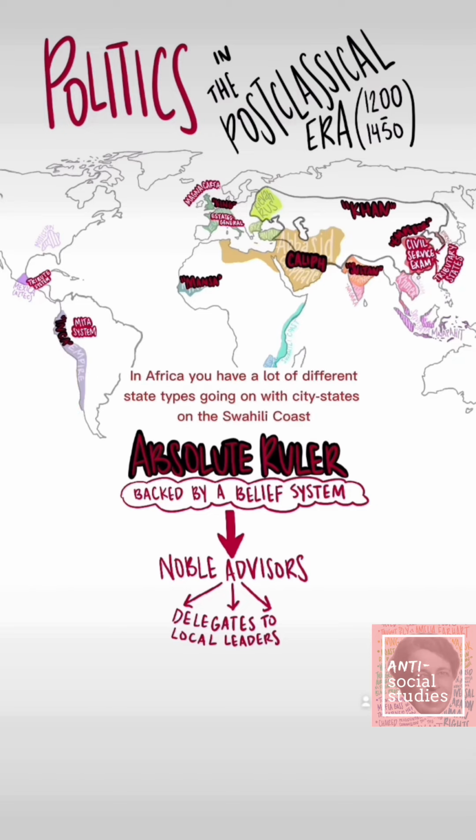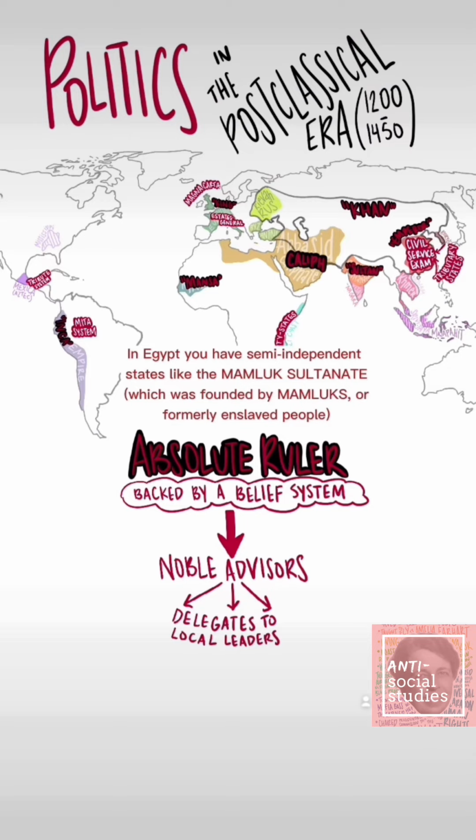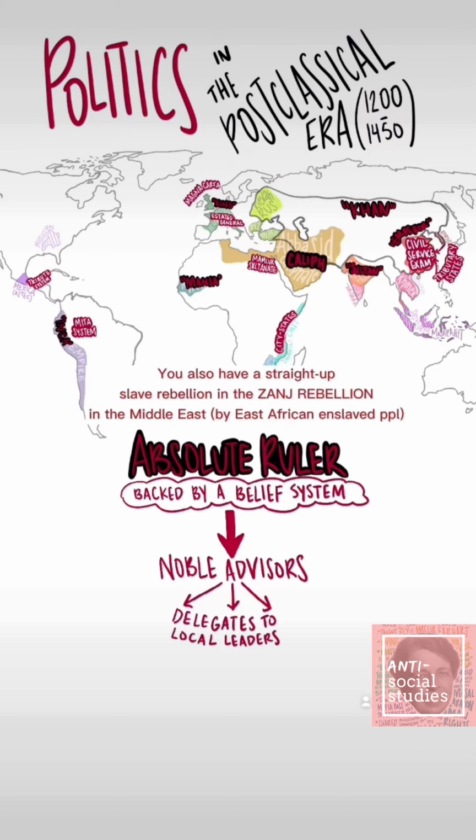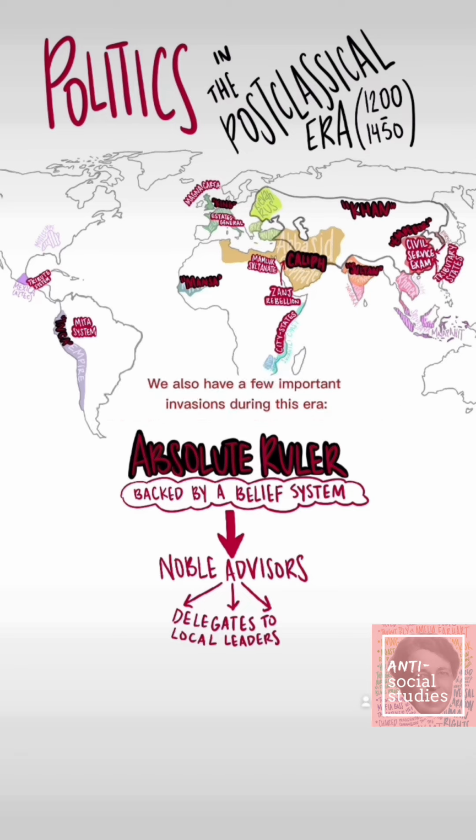Over in Africa, you have a lot of different state types going on. On the Swahili coast, you have city-states. In Egypt, you have semi-independent sultanates like the Mamluk Sultanate, which was founded by Mamluks, or former slaves. You also have a straight-up slave rebellion in the Zanj Rebellion in the Middle East, which involved East African enslaved people. We also have a few important invasions of this time.